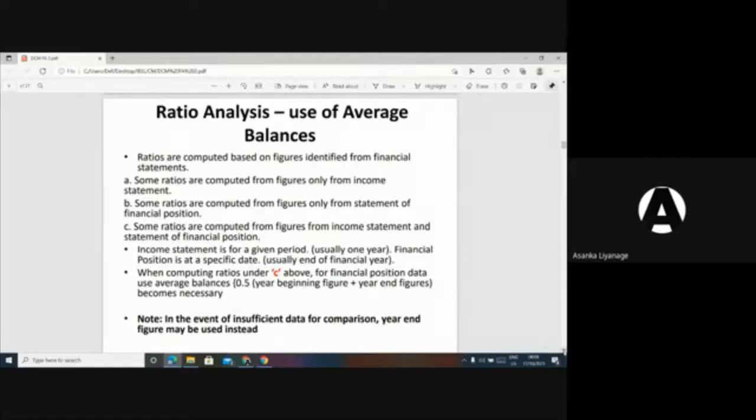Point C. Some ratios are computed from figures only from the statement of financial position. That is point number B. Point number C: some ratios are computed from figures from the income statement as well as figures from the statement of financial position.